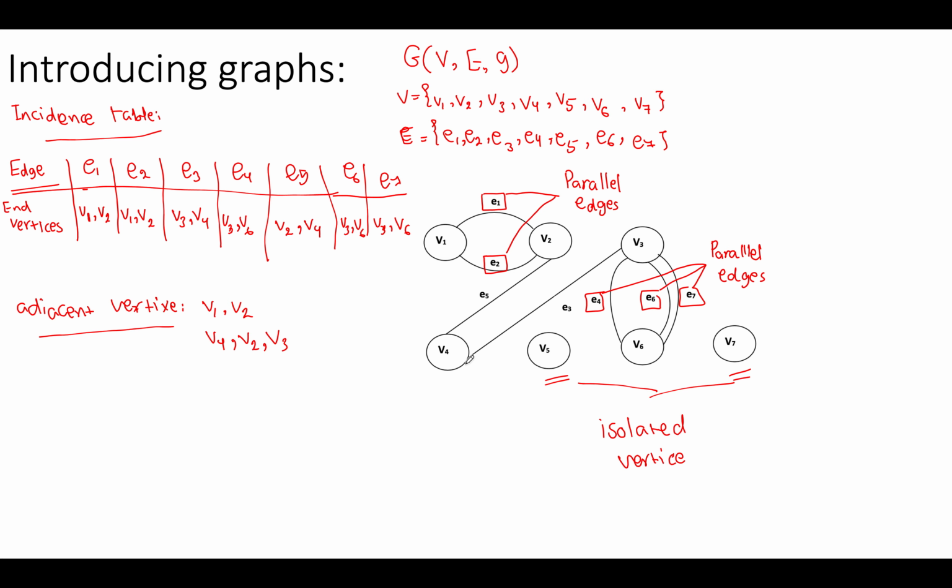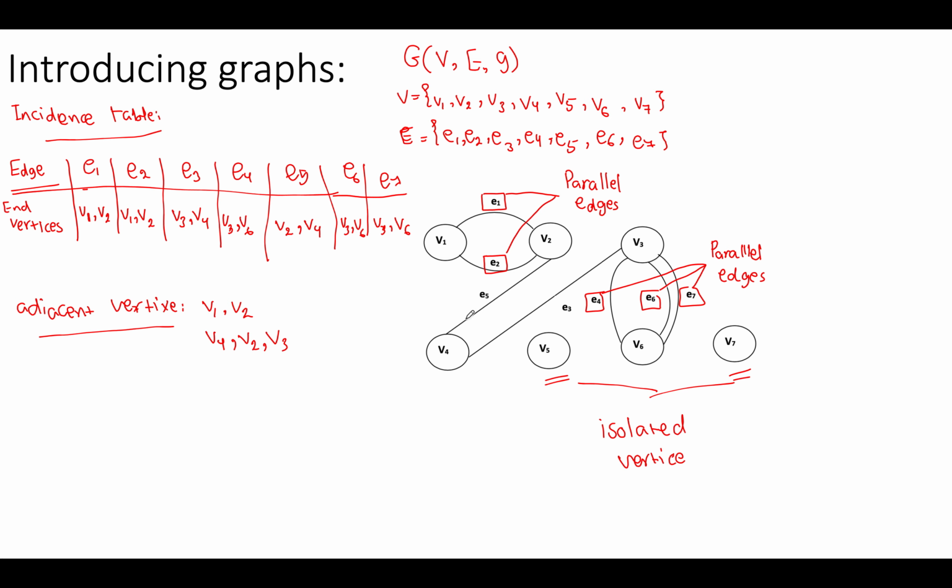All right, incidence vertex is when we got two vertices, two endpoints with the same edge. Something else need to be discussed here is the degree of vertex and degree sequence.